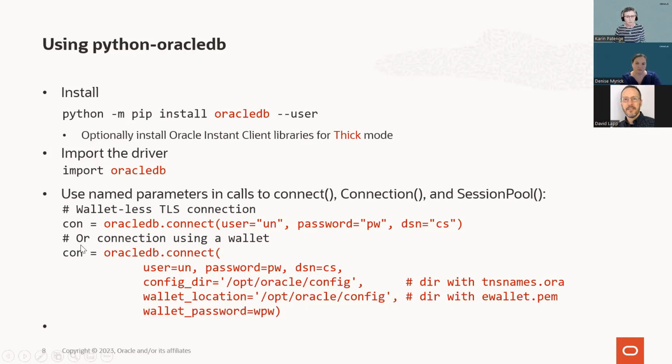There are actually two modes we recommend to do the connection. The very easy one is the walletless TLS connection, which is only using the username, the password, and the DSN. And there is the connection using a database wallet, which is kind of known from the autonomous database, where beside the username, the password, and the DSN, you also need to configure where the TNS names can be found, and the wallet location and the wallet password.